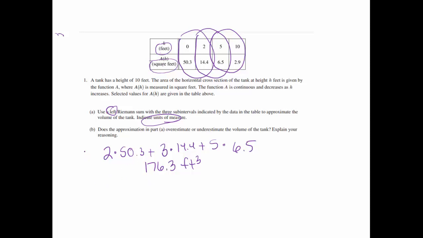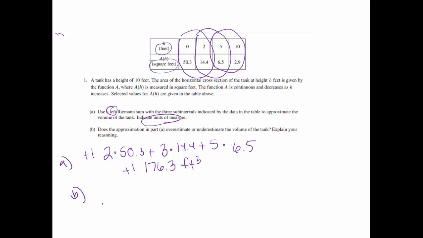Okay, you would get 1 point for correctly doing a left Riemann sum, so you set it up from the left, and you get 1 point for getting 176.3. We are not going to worry about our units right now. So right now you did not get any points for units or not having units. Okay, that was part A.